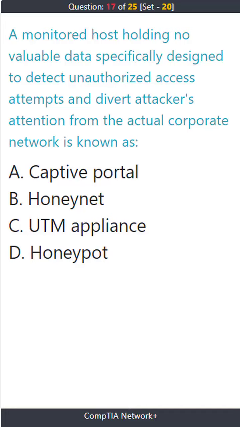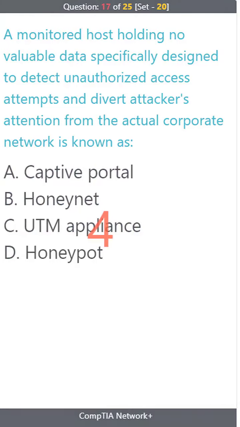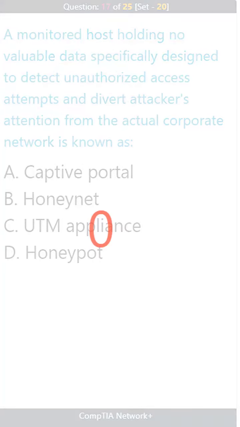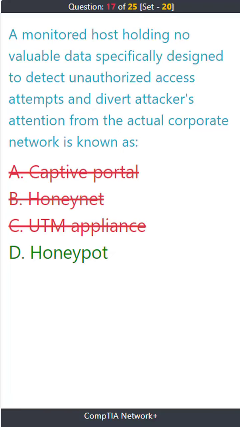Question 17. A monitored host holding no valuable data specifically designed to detect unauthorized access attempts and divert attackers' attention from the actual corporate network is known as A. Captive portal. B. HoneyNet. C. UTM appliance. D. Honeypot. The correct answer is D. Honeypot.